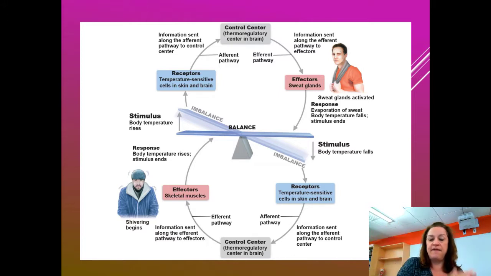On the bottom half of this homeostatic balance, it shows if the body temperature falls, which is what just happened to me. Skin cells and the brain were like, ooh, you're getting cold. Let's bundle up, let's shiver, let's cover up, let's raise that body temperature. This is negative control because the response negates the original stimulus. Most of our homeostatic mechanisms are negative feedback. A few are positive feedback.